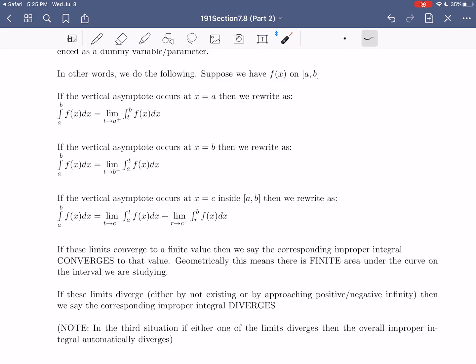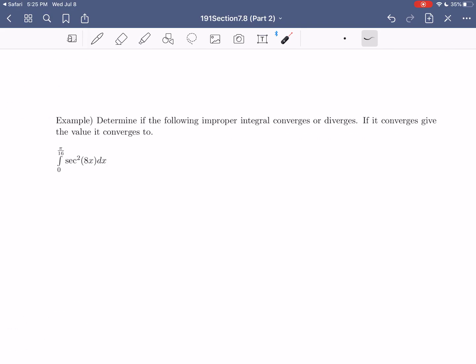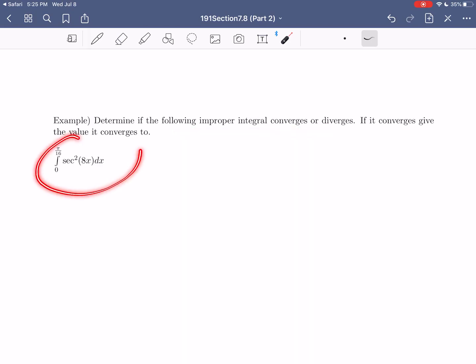Okay, now that we have this sort of definition and everything, let's take a look at a couple examples. So, for our first one here, we want to try to determine if the following improper integral converges or diverges, and again, if it converges, give the value. So we have the integral from 0 to pi over 16, secant squared of 8x dx.